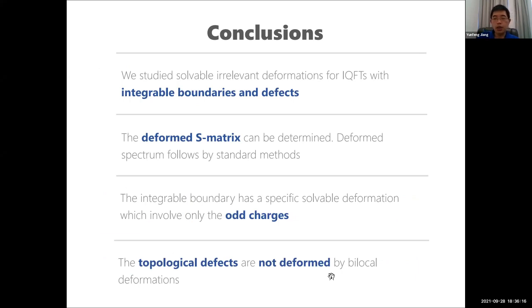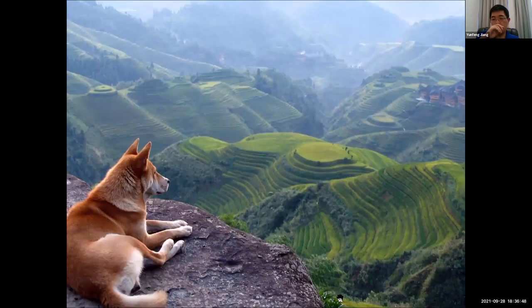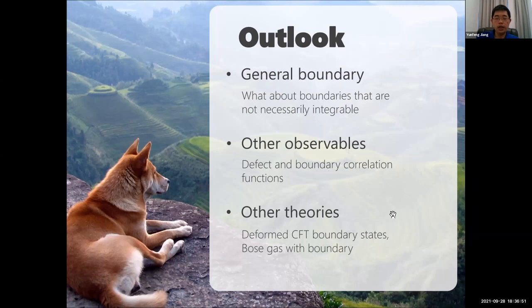Okay, so let me conclude. The conclusion is that we initiated the study of IQFTs, of TTbar deformation with integrable boundaries and defects. We have found the deformed S matrices using the bilocal rewriting. We find that in the boundary case, it's also interesting to consider the odd charge deformations. And in the defect case, we found that we have a topological defect, which is not deformed by all these deformations. So there are a few questions which we can think about in the future.